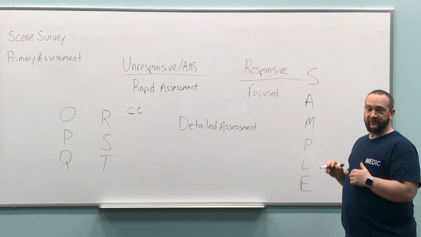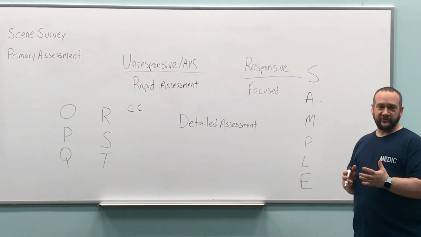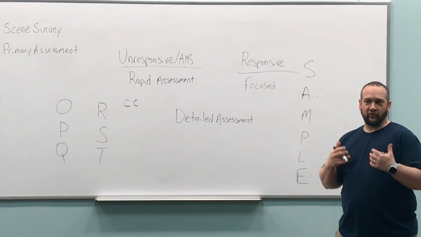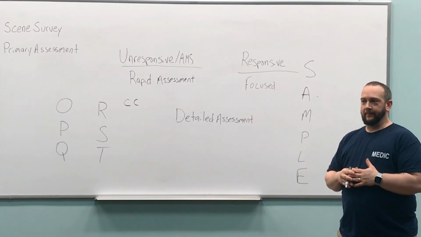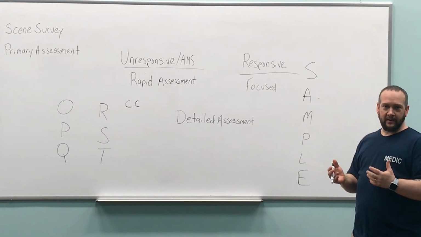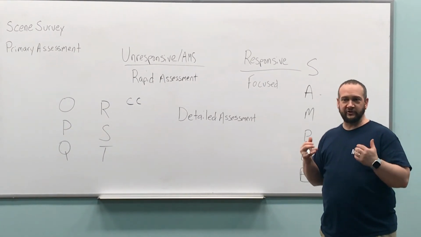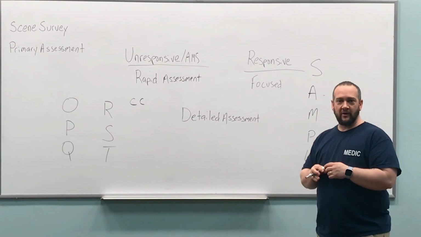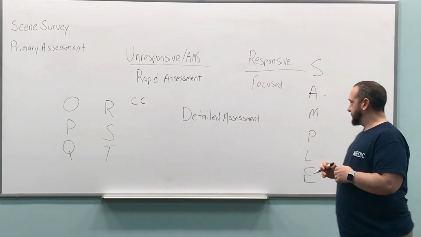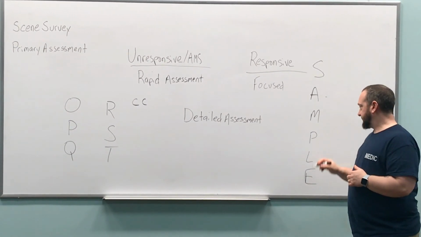Okay. M is for medications. So what medications are they on? Are they on beta blockers to control their heart rate and their blood pressure? Are they on other types of cardiac meds? Are they on blood thinners? If we have a trauma patient who's on a blood thinner, we're concerned now about not being able to control this bleed. So we want to get a complete medication list.